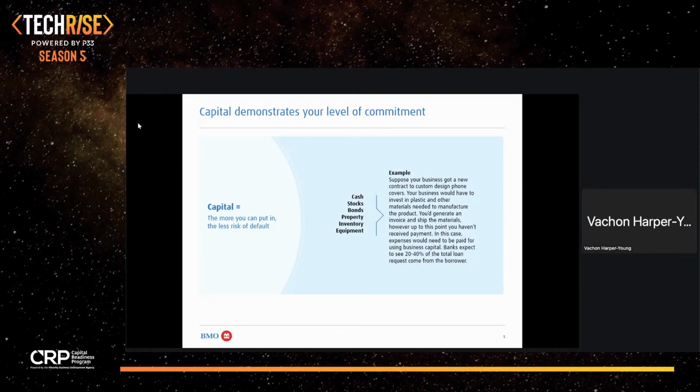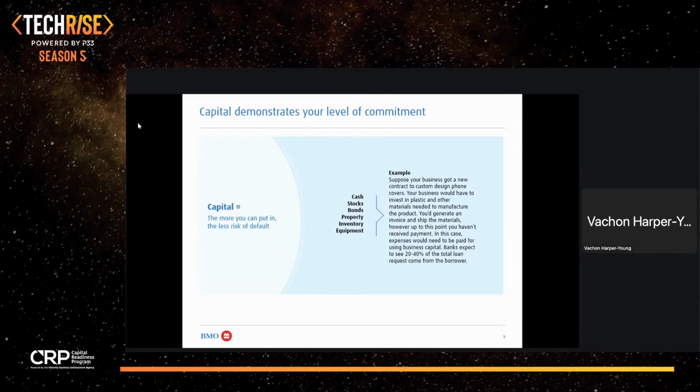So the next C of the five C's of credit is capital. And how it's pretty much explained is the more you can put in, the less risk of default. And so when I think about capital, it represents a couple of things. How much do you invest in your business and the strength of your balance sheet? And your assets on your balance sheet would include cash on hand, stocks, bonds, any real property that you have, inventory, and equipment. And we will go through this quick example of how capital is looked at.